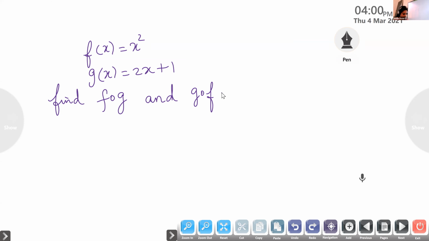Can you try this? Can you try this one? Find out what is F composition G of X. Now read. Tell me how you find F composition G of X.